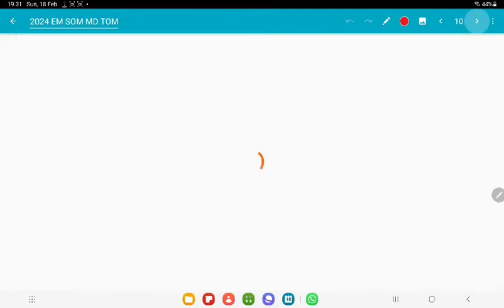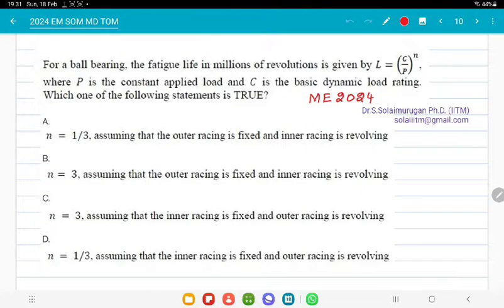First question. Ball bearing question. They have given the relation L is equal to (C by P) power N. P is constant applied load, C is basic dynamic load rating. What is the value of N? Based on that, options are given.